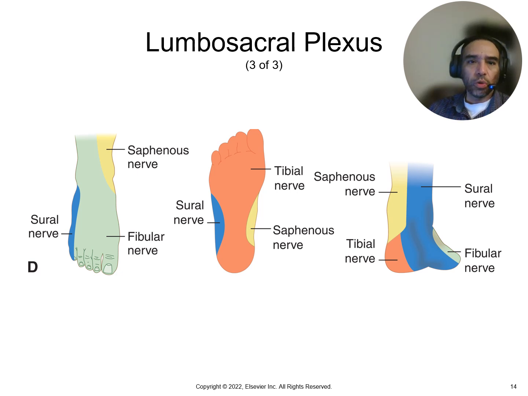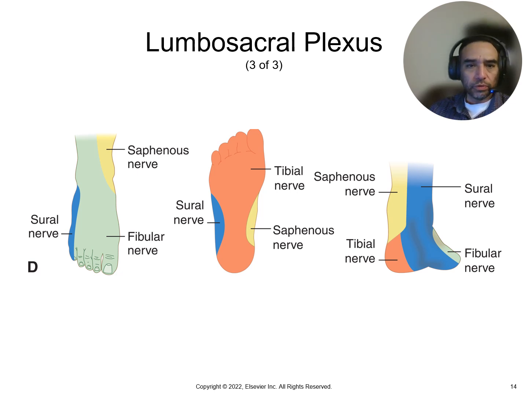This is figure 21-6 from your textbook. It shows the lumbosacral plexus. This is figure D, innervation of the foot and ankle. I told you I was going to have a picture of that. So let's talk about a summary of the foot innervation. First with the medial foot, right? So we have the saphenous nerve. It's the branch of the femoral nerve. It's sensory to the medial aspect of the foot and the ankle.